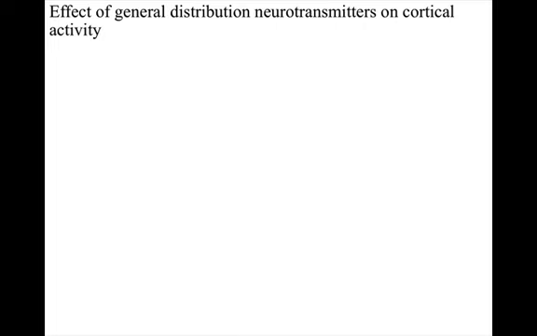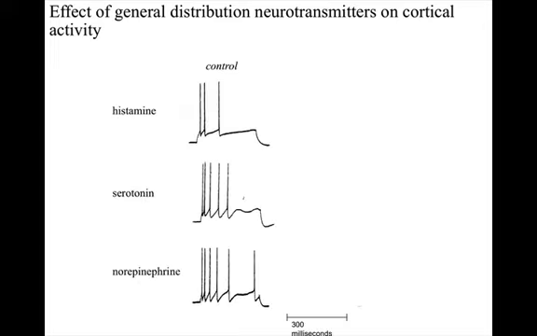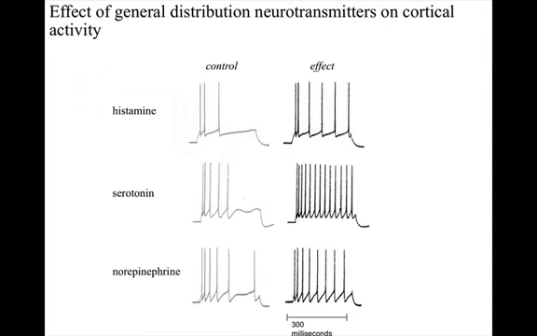These general distribution neurotransmitters often influence the frequency at which their target neurons produce outputs. So in the absence of the neurotransmitter, the activity of a neuron might look like this, with a series of spikes being produced. And if the neurotransmitter is present, the neuron firing pattern changes. So they appear to be exerting a general modulatory role on the brain as a whole.